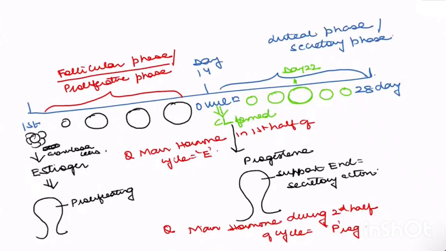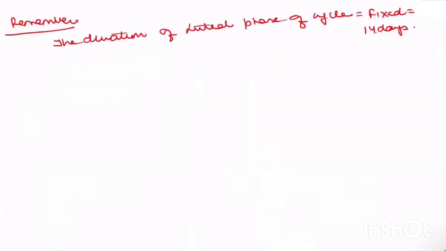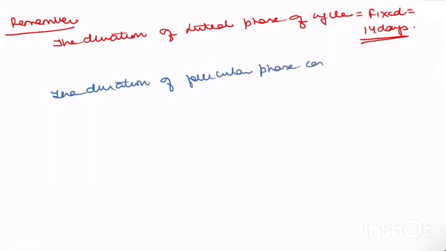And second half में जो main hormone होता है, that is progesterone. And progesterone supports the endometrium, which is called as secretory endometrium. So second half को luteal phase या secretory phase भी कहते हैं. Now the important thing which you have to remember is that the duration of luteal phase of the cycle is fixed and it is 14 days. The duration of follicular phase can vary. Right?